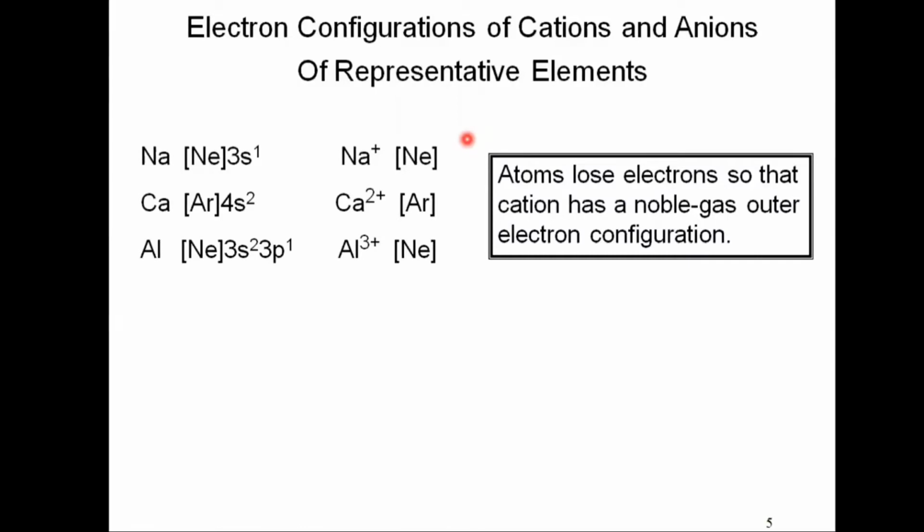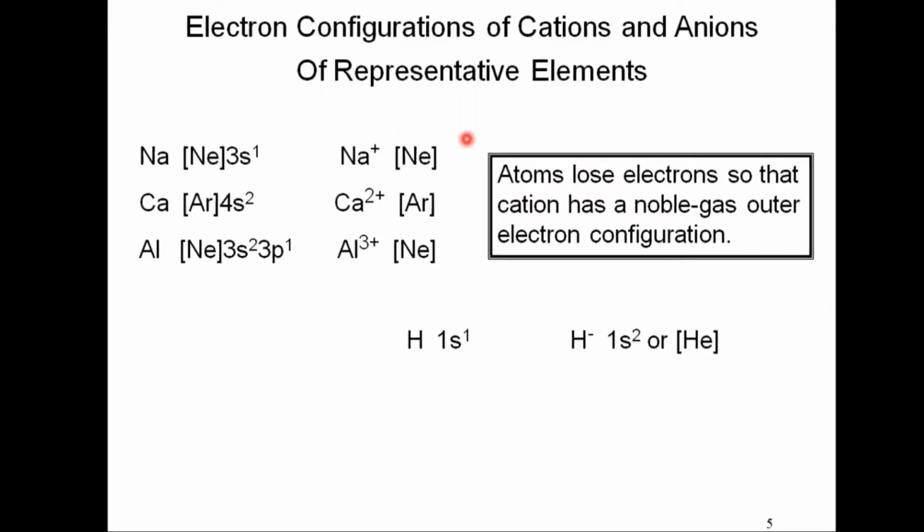Cations lose their electrons to get the previous row noble gas electronic configuration. Similarly, hydrogen has 1s1. So hydrogen gains 1 electron to get the electronic configuration of helium, because helium also is a noble gas and has the configuration 1s2, which is stable. Its orbital is completely filled.